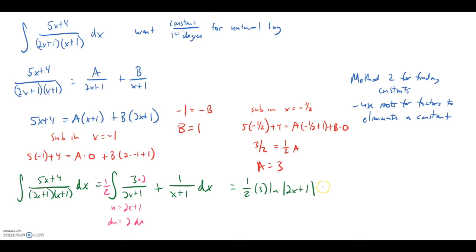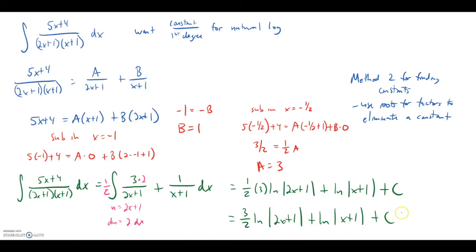We don't have to concern ourselves with u substitution on the second fraction, because the derivative of x plus 1 is just 1. That integral becomes the natural log of absolute value of x plus 1. And just make sure to remember the plus c for the indefinite integral. So just simplifying this a little bit more, we will get a final result of 3/2 natural log of 2x plus 1 plus natural log of x plus 1 plus c.